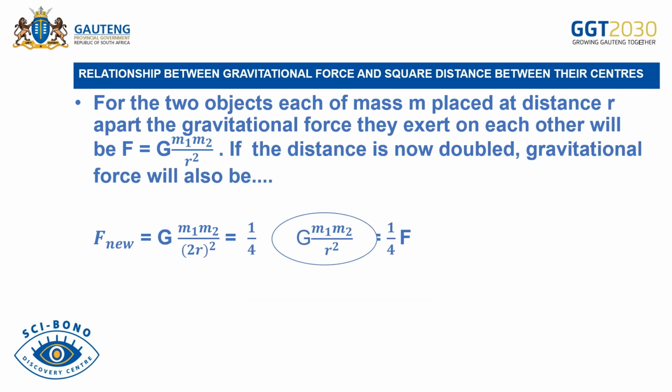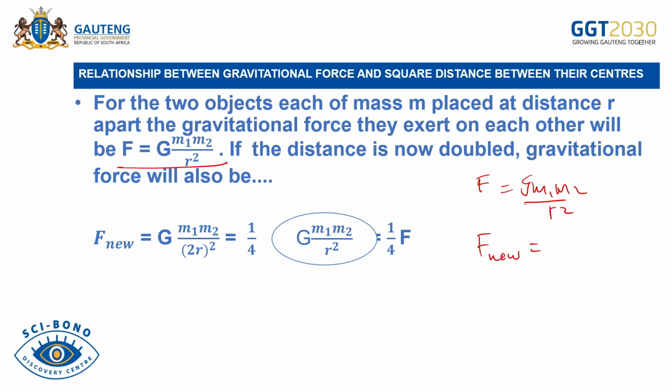Again, for two objects, each of mass m placed at a distance r apart, the gravitational force is this. Now the distance is doubled. How will that affect F? Or what will be the magnitude of F? So this is your original F, G m1 m2 over r squared. Then now you have your new F.